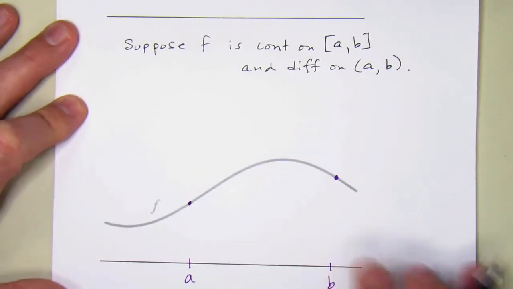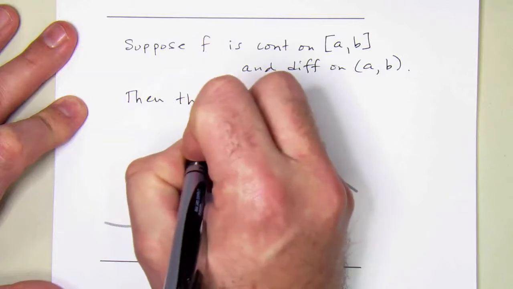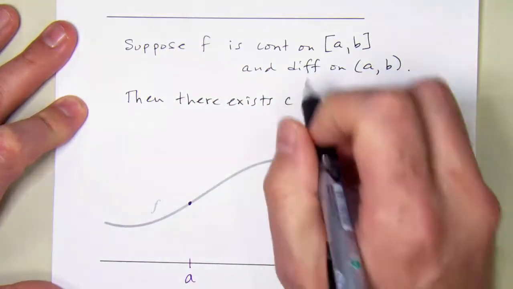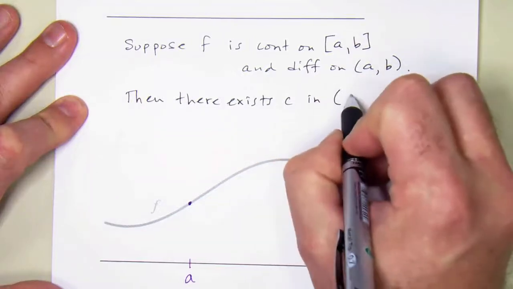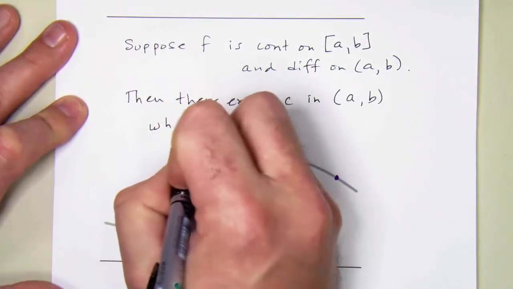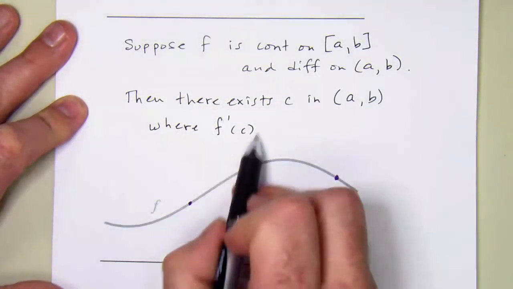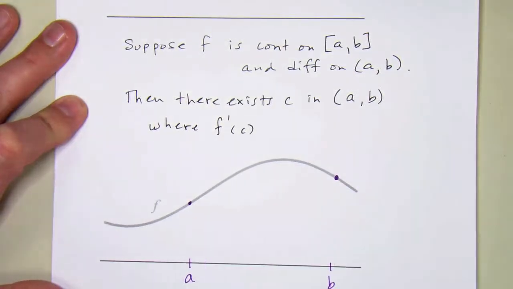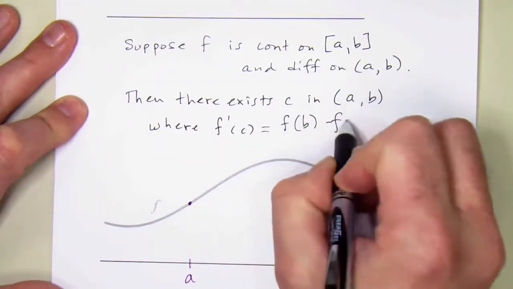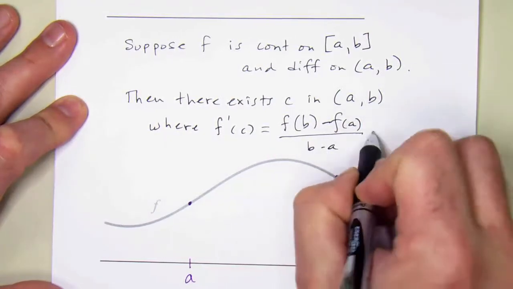Here's the conclusion of the theorem. Then there must exist a number C. C is inside the open interval AB, and this condition is true. f prime of C, remember that's the slope of the curve at a particular point, is equal to f of B minus f of A all over B minus A.